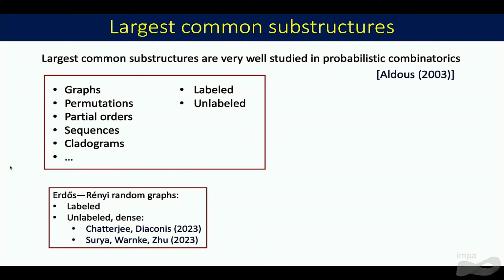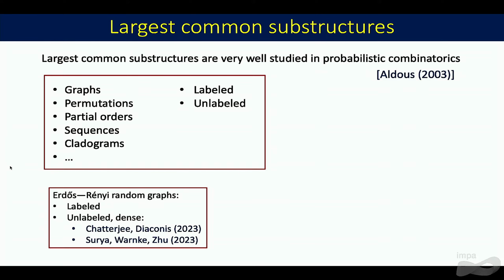Erdős–Rényi random graphs. If an Erdős–Rényi random graph is labeled, then this is easy. This is a quick exercise that you can do until the end of this lecture if you're bored. If Erdős–Rényi random graphs are unlabeled, in the dense case, you would think that this was solved 50 years ago or something like this.